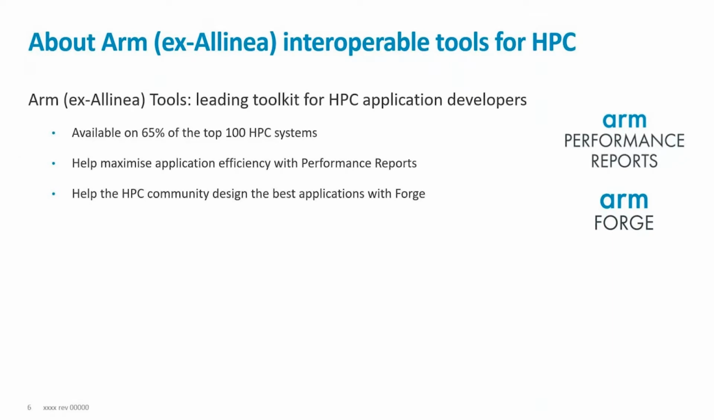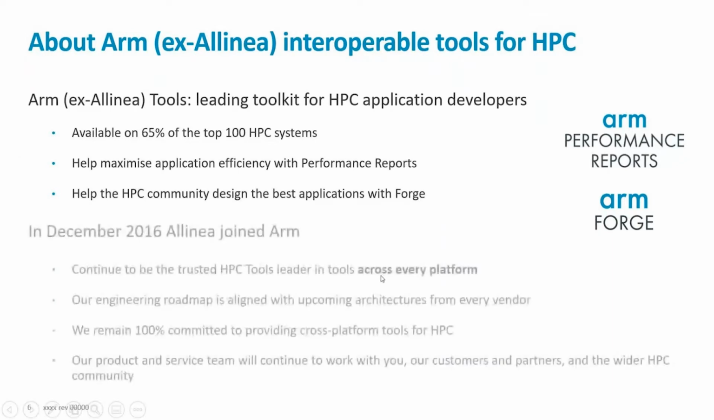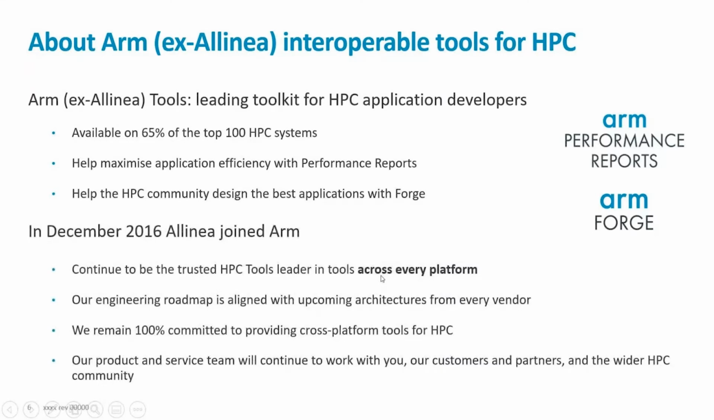A quick mention of ARM Forge's history. The software was originally from Allinea, which was acquired by ARM in December 2016. It was a very popular HPC application development tool for the community, and we designed the tools to fit into the development cycle. Since the merger with ARM, the commitment to supporting the Forge tool for all HPC systems, and not just ARM architecture, has remained intact.